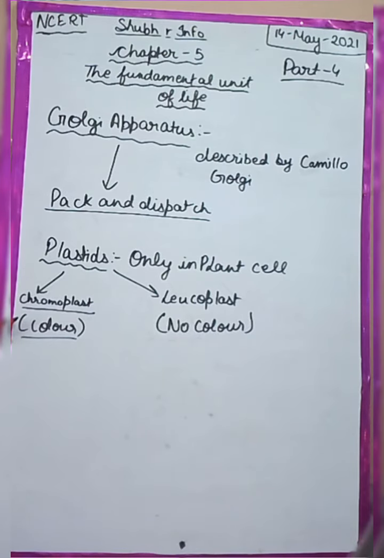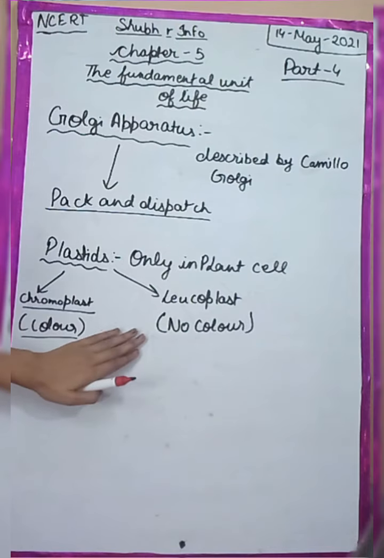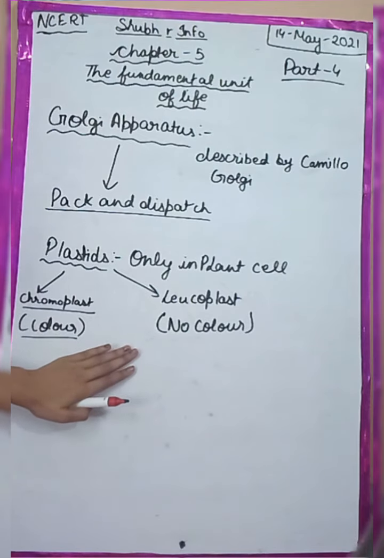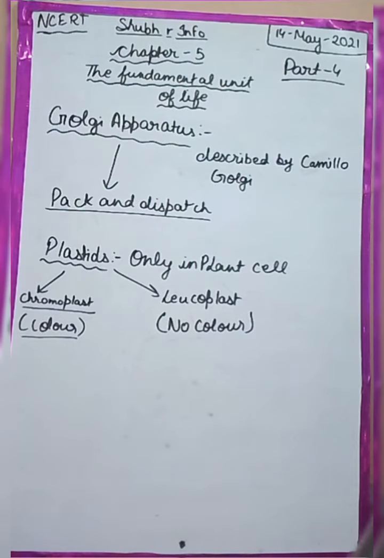An example of chromoplast is chloroplast. And leucoplasts, what are they? They do not have any color. Their function is also different. They store fat and starch in the plant. Now let's go to the next topic, that is lysosomes.